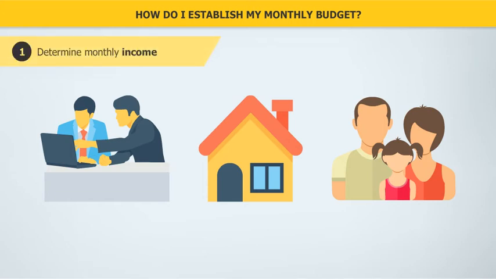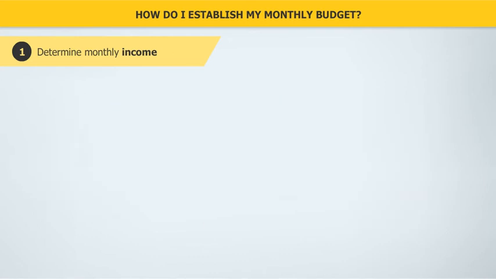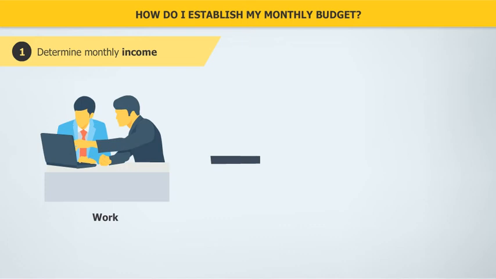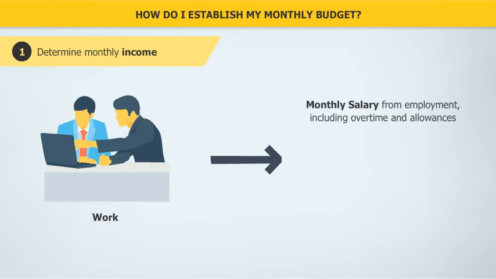Income may come from a number of sources, such as from employment, part-time jobs, rental of room, or financial support you receive from family members. Your monthly income from work can be from the salary you receive from your employer and may include additional pay, such as overtime and allowances.